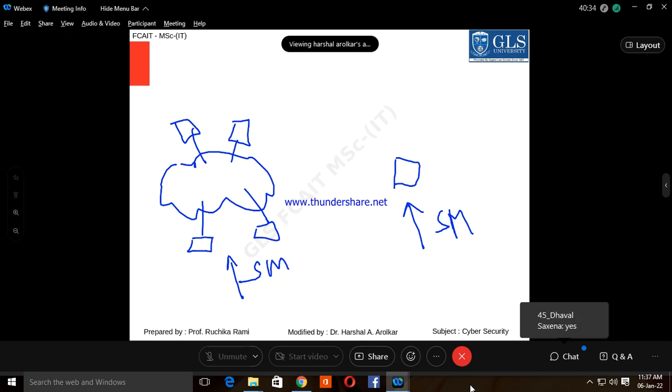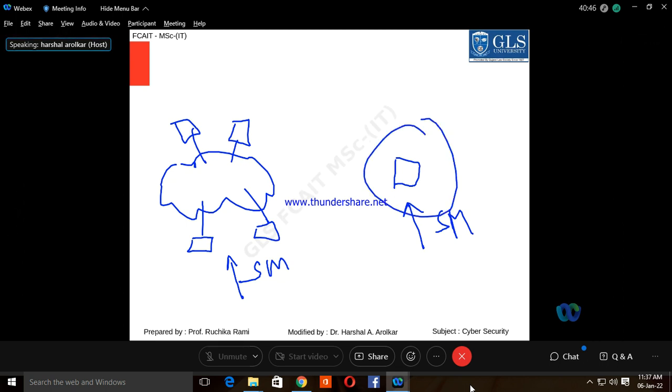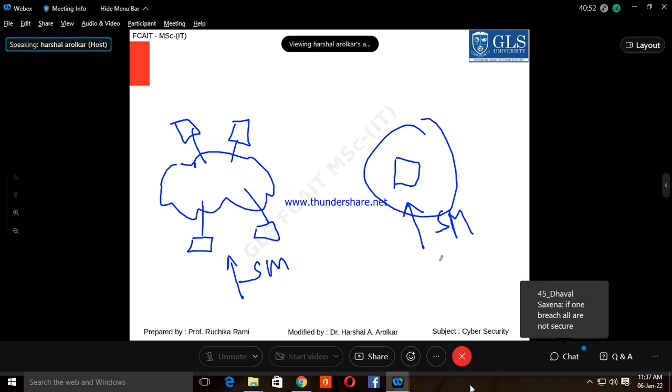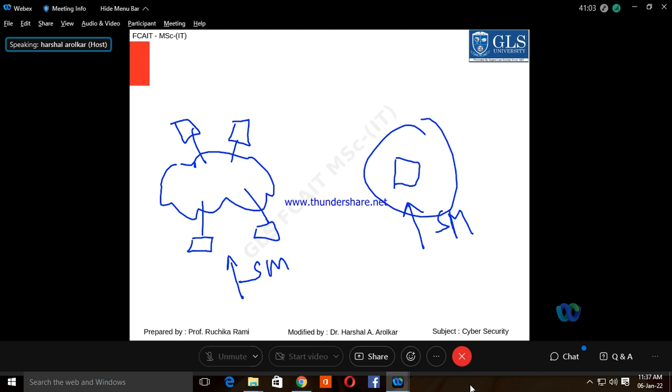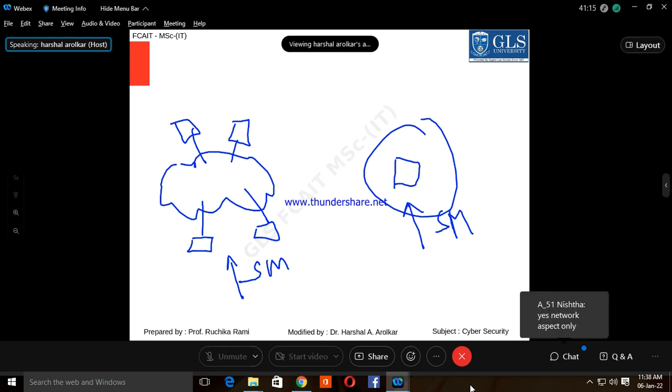Yes. Why is it so? Mansi and Dhaval? Why do you think this will be less complex and this will be more complex? I am not saying this is not complex at all. But why do you think this will be the scenario? Okay, if one breach, all are not secured. So that is the case of network, isn't it, Dhaval? You are answering in terms of the network part, yes?